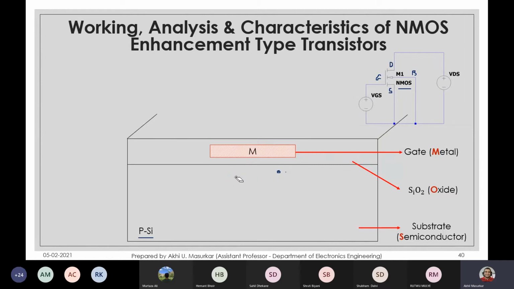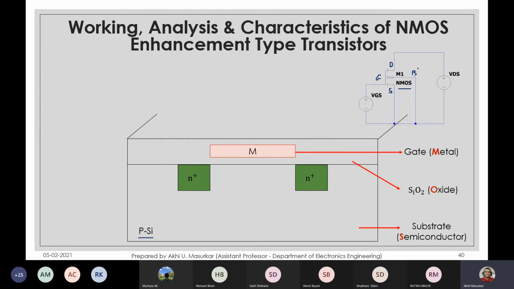So first we build this. Now we know the position of the channel. So what we should do is make some connections to the channel. We are putting two implants, that is N plus. Now why are these implants N? Because the channel that we are going to get in an NMOS is an N channel. That is why these implants are N.